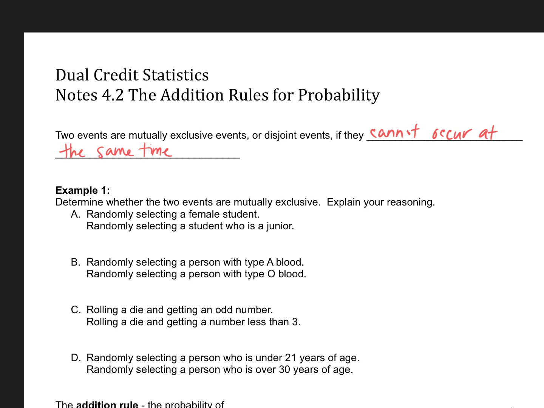This is a definition you must know, and you must know how to prove it. And it's easy, but there's two different things we're going to be talking about, and you have to know both of them. So example 1, determine if they're mutually exclusive or not. Can you randomly select a female student and randomly select a female student who's a junior? Can you do both? Yes, so therefore not mutually exclusive.